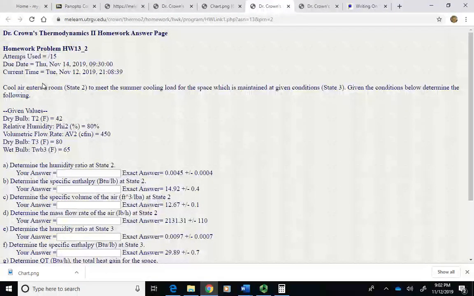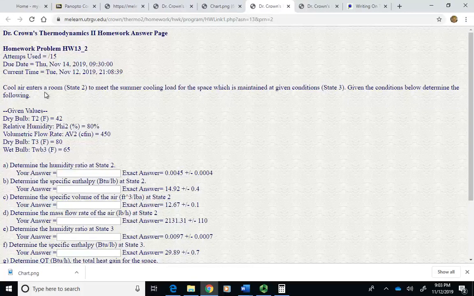Okay, homework 13.2 is a little different problem. This time the room is going to heat the air, sensible heating, just like before, but it's also going to humidify the room, which we're going to call latent heating. So the temperature of the air coming in will be heated and humidified.